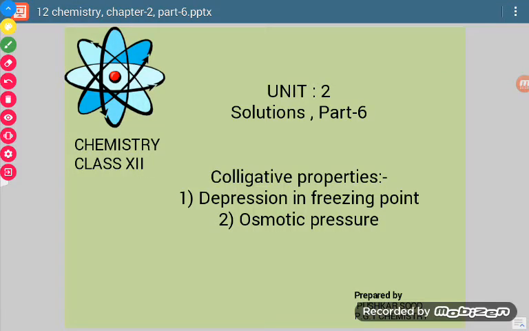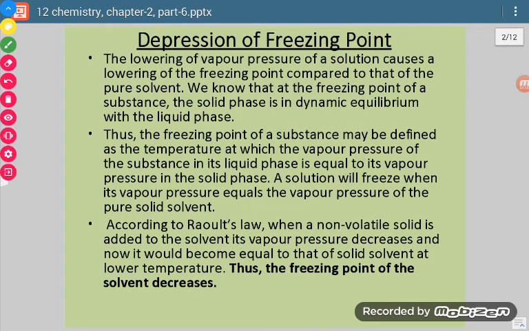Good morning, students. So today we are going to discuss the next two colligative properties: depression of freezing point and osmotic pressure. Now first of all, depression of freezing point. Now see, from the name itself, what is known to us, that freezing point, whatever is the value of freezing point for a particular solution, that gets depressed, means we are talking about the properties of a solution in which a non-volatile solute is added to a volatile solvent.